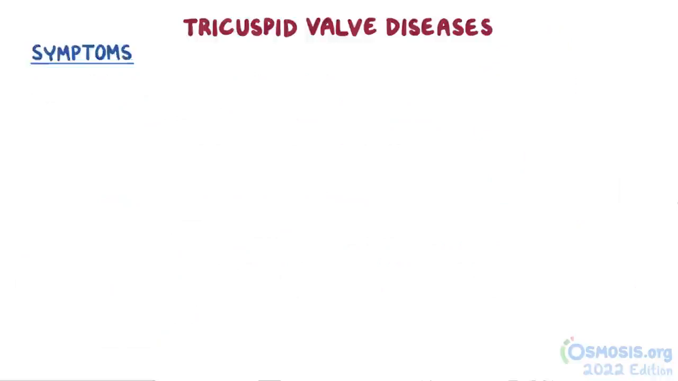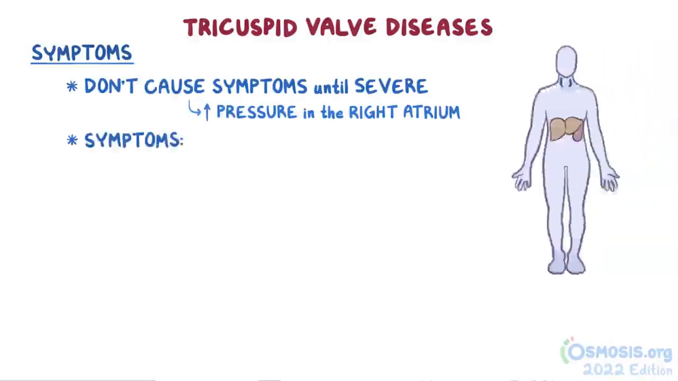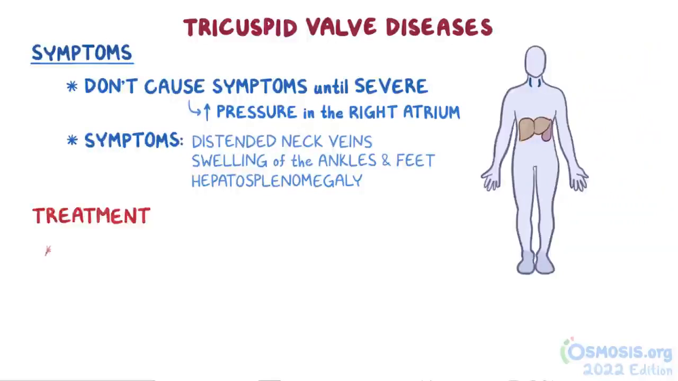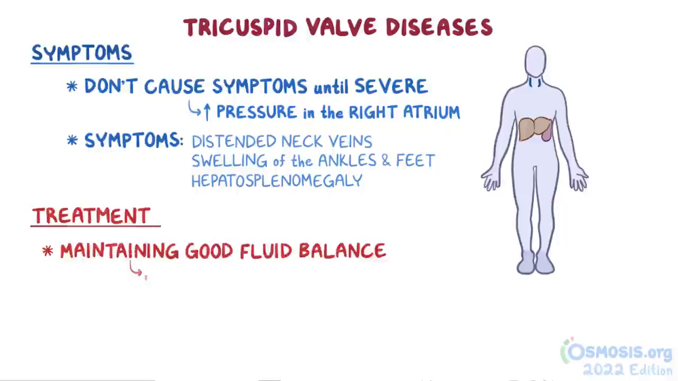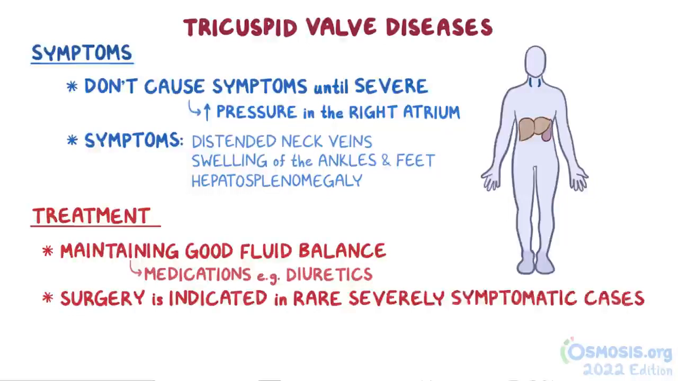Tricuspid valve diseases, so both regurgitation and stenosis, typically don't cause symptoms until they become severe, and they eventually lead to an increased pressure in the right atrium. Symptomatic individuals might have distended neck veins, swelling of the ankles and feet, and hepatosplenomegaly, reflecting the backflow of blood from the right side of the heart. Treatment aims at maintaining good fluid balance by giving medications like diuretics. Tricuspid valve surgery is only indicated in rare, severely symptomatic cases, or in those already getting surgery for another heart condition.